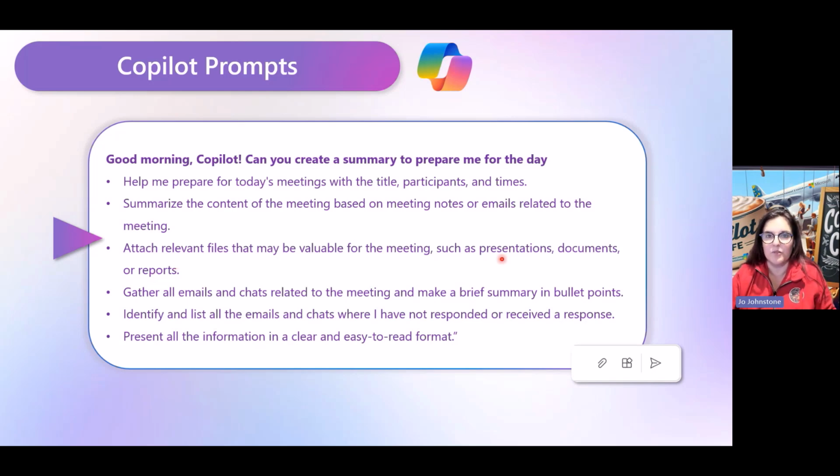Attach relevant files. So it knows what files you've got that you might have used that are linked to those meetings. Gather emails and chats. Make a brief summary of bullet points. Identify and list all the emails and chats where I've not responded or I've yet to give a response, and present it all in a really easy to read format. So it's been really good at giving a good structure to the prompt. It's been really clear what the goal is, what I want, the context, what I expect it to be, and where it can go and get that information from. So let's just go and have a look and see what that actually looks like.